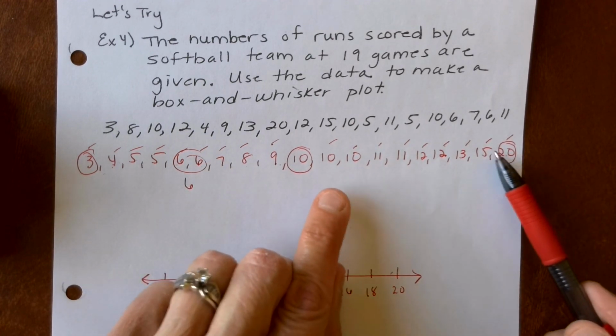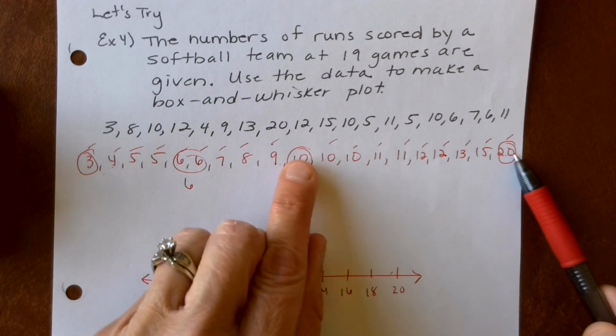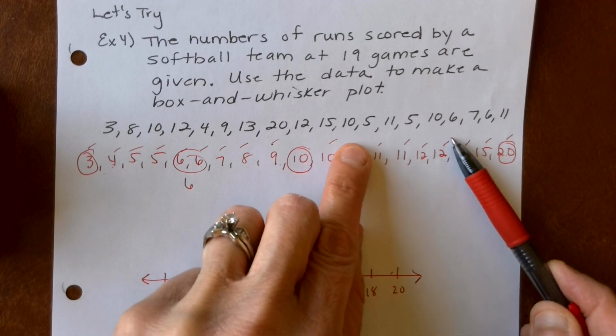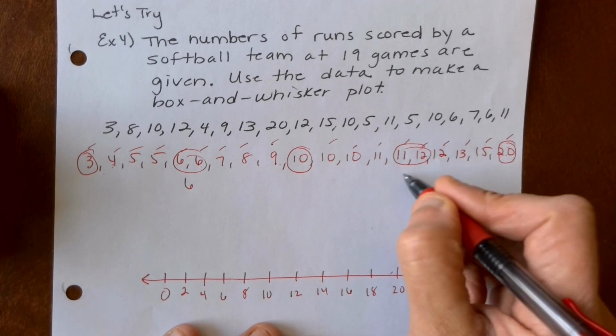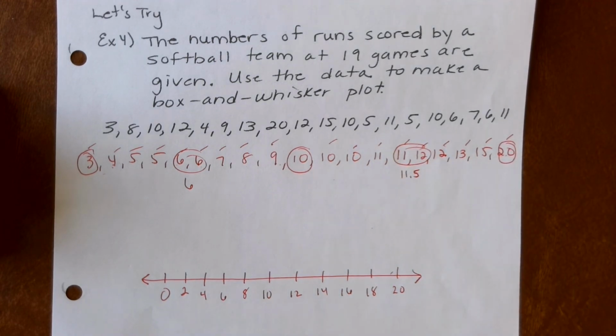Let's try it over here. Cross off. Notice I'm not using these. Cross off, cross off, cross off. And I got 11 and 12. And the middle of 11 and 12 is 11 and a half. 11 plus 12 divided by 2 is 11 and a half. Those are our values, okay?